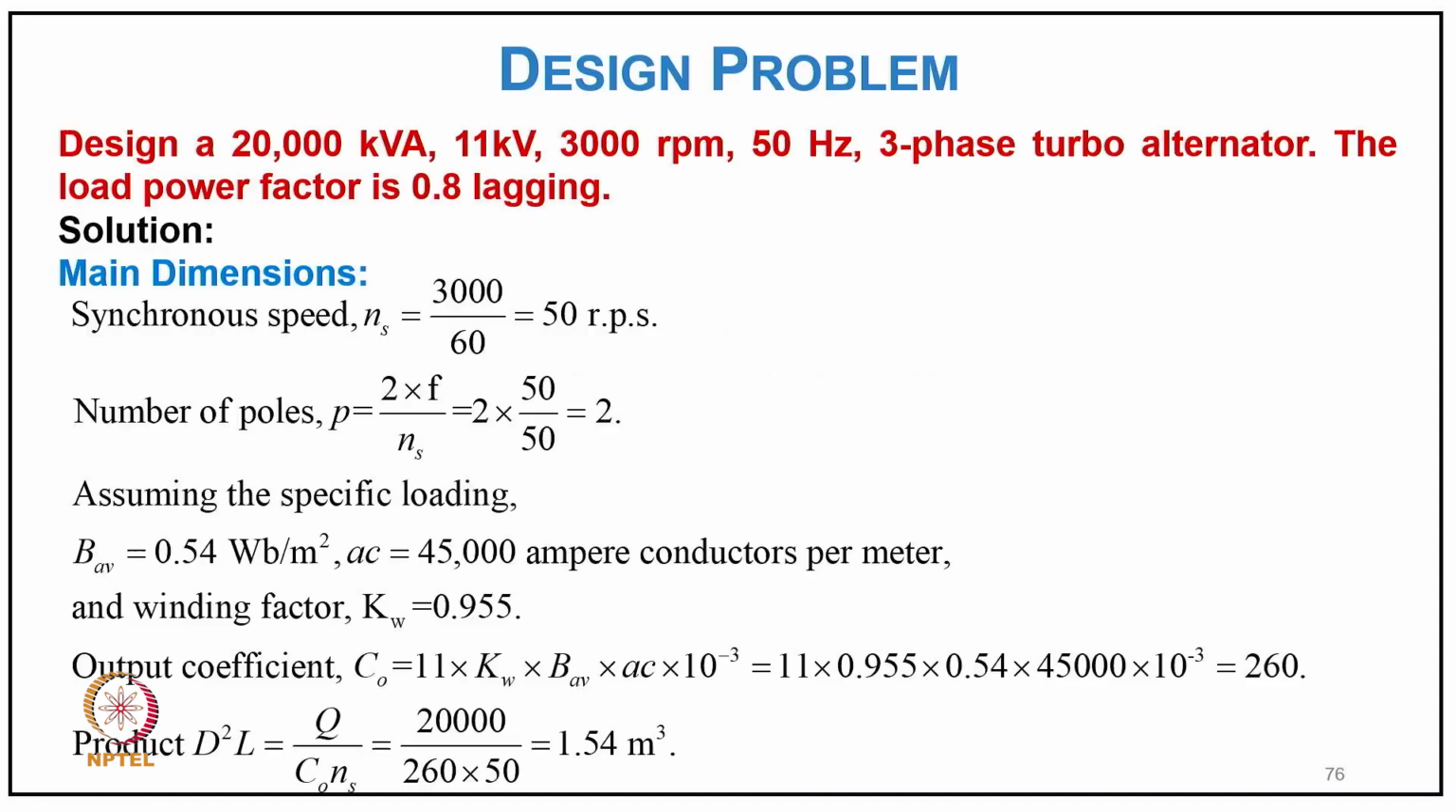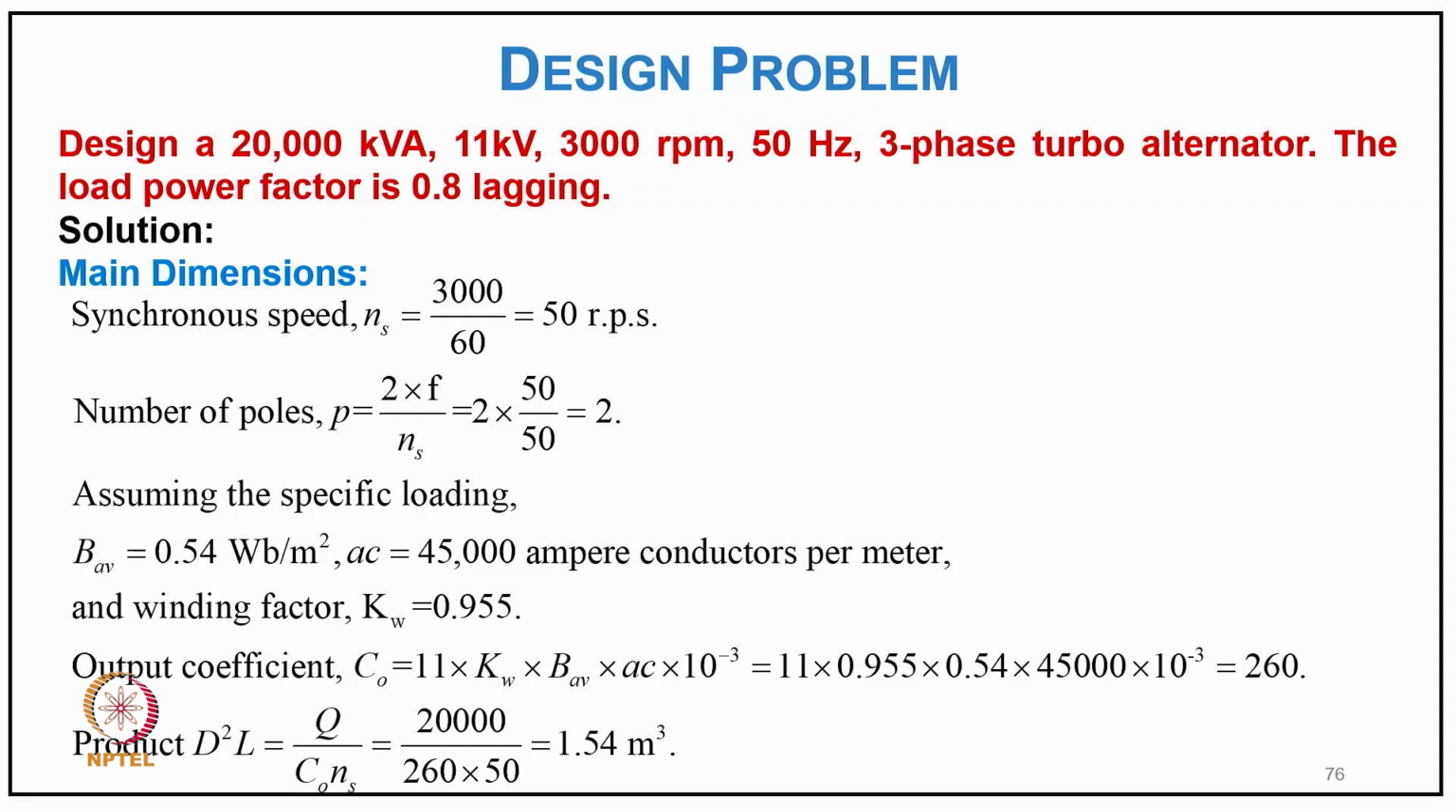Now coming to the design problem: to design a 20,000 kVA, 11 kV, 3000 RPM, 50 Hz, 3-phase turbo generator. The load power factor is 0.8 lagging. For the main dimensions, the synchronous speed Ns equals 3000 divided by 60, that is 50 RPS, and the number of poles equals 2f over Ns, which comes to 2.